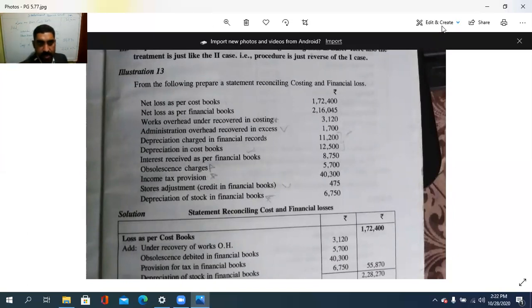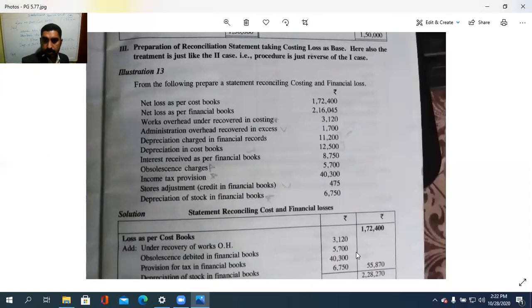228,270. Then what are the items to be deducted? Less: administration overhead, excess recovered, meaning over recovered. Administration overhead, over recovered. How much is it? Administration overhead 1,700 in their column.